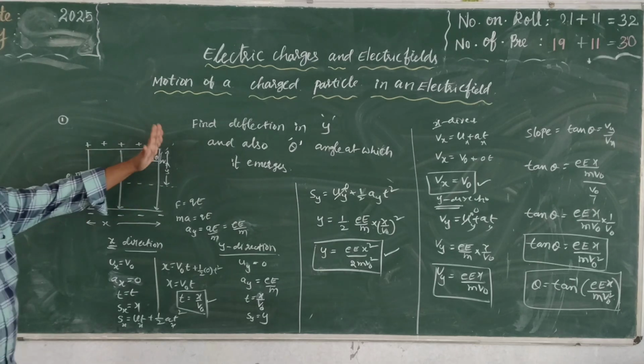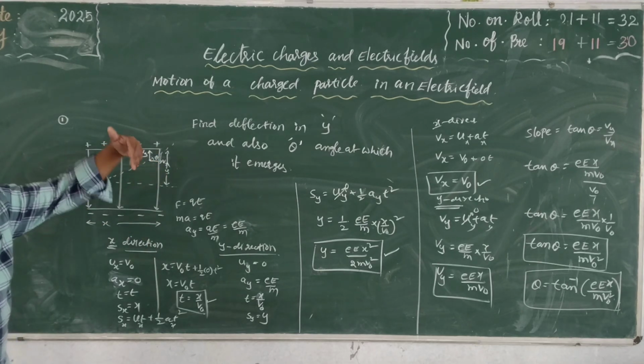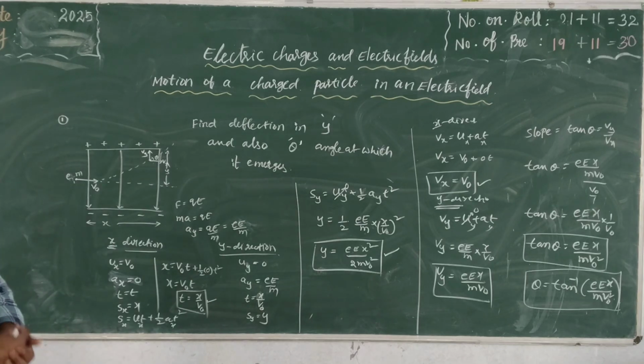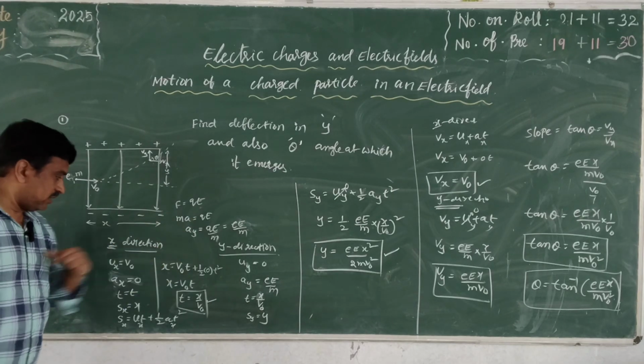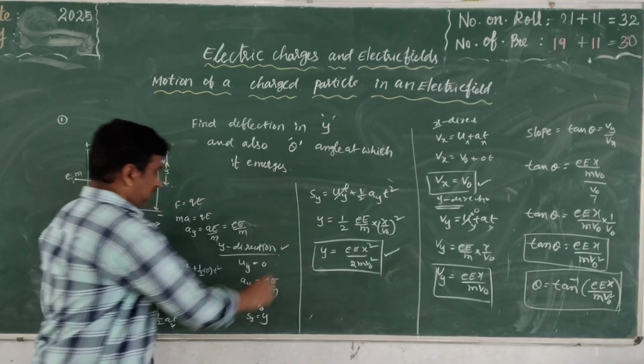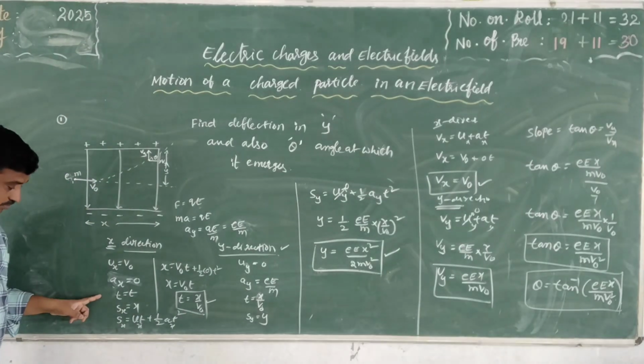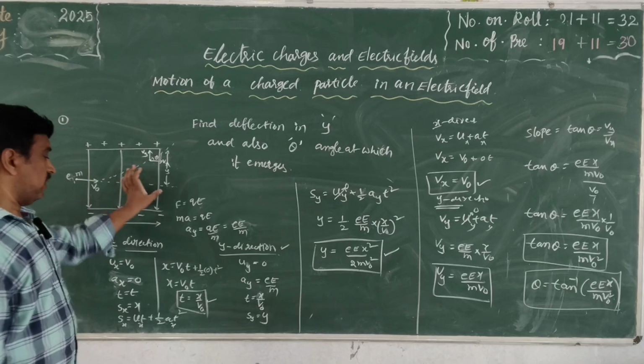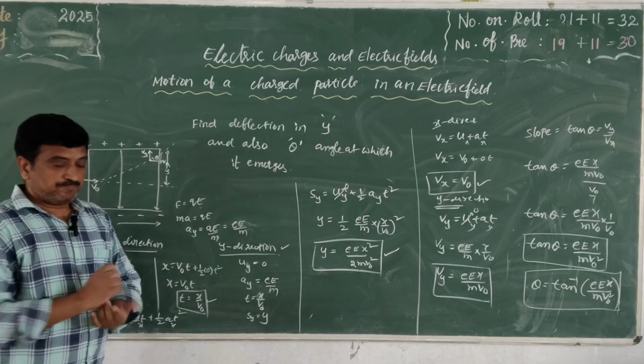So what is the deflection in the y direction, and what is the angle at which it emerges, that only we find out. For that we can use equations of motion. See here, x direction, y direction. We can write the x direction initial velocity, acceleration, time. We can find out the time taken to go from here to here. That time is x by v naught.